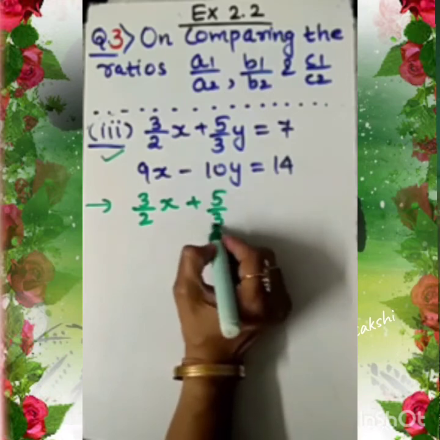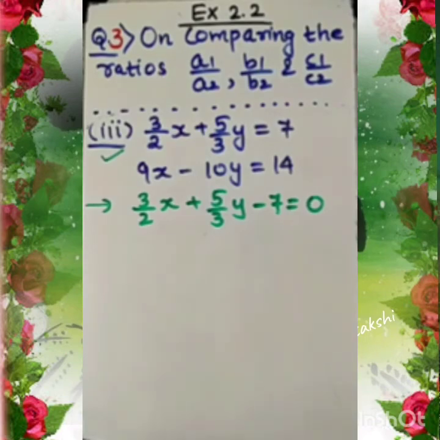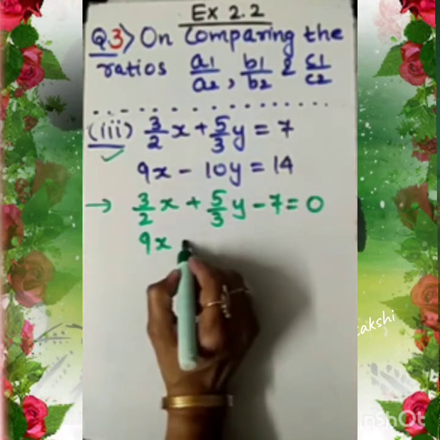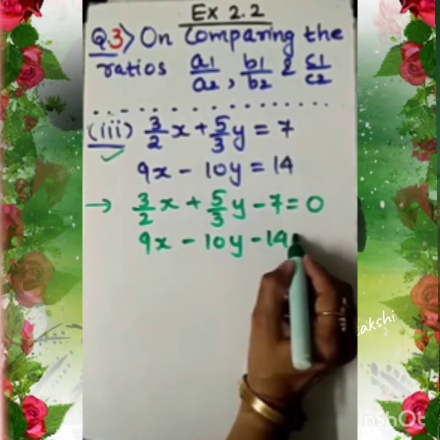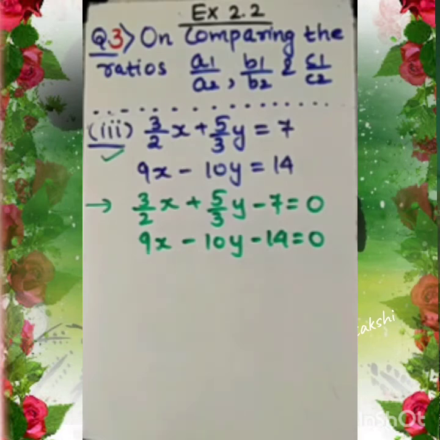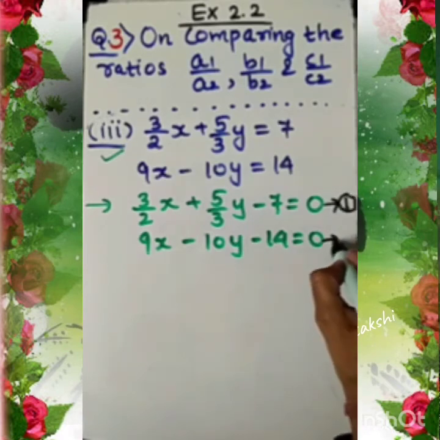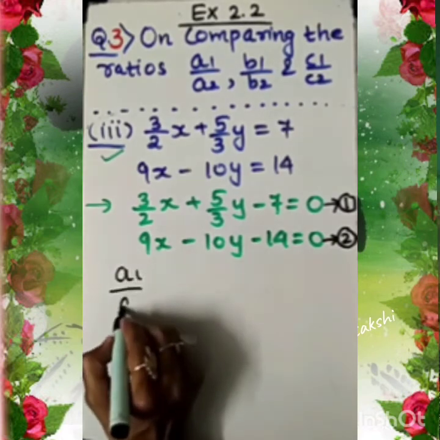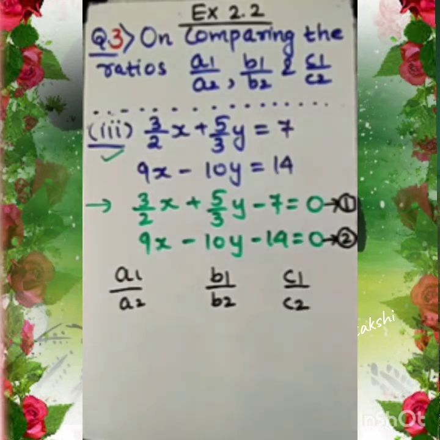So I need to bring this 7 to the left side, so it will become minus 7 and here equal to 0. The same procedure I am applying for the next equation, that is 9x minus 10y minus 14 equal to 0. So these two equations which you can see on your screen, let me call this the first equation and this the second equation. Now as usual, we need to find the ratios A1 by A2, B1 by B2 and of course C1 by C2. Sometimes we need not go with that, but let's see. If it is not required, then we can clear it.